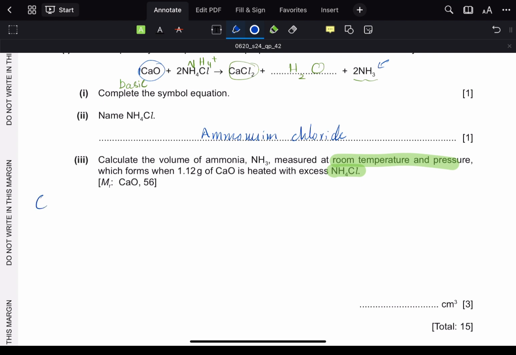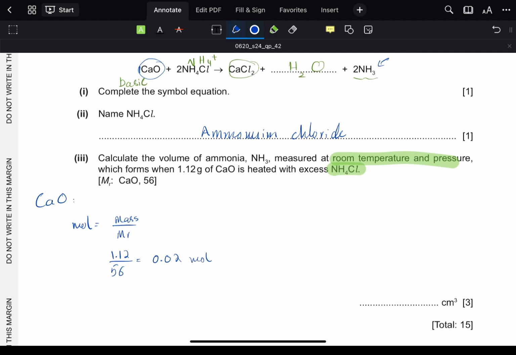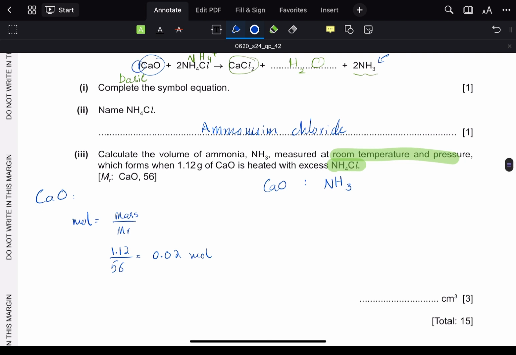So for calcium oxide, the number of moles will be equal to mass over MR. Mass is 1.12 grams, MR is 56. This gives us 0.02 moles. Now if we compare the mole ratio of calcium oxide to ammonia, by referring to the equation we're given above, we can see that we have this imaginary 1 with calcium oxide, while we have a 2 right here with ammonia.